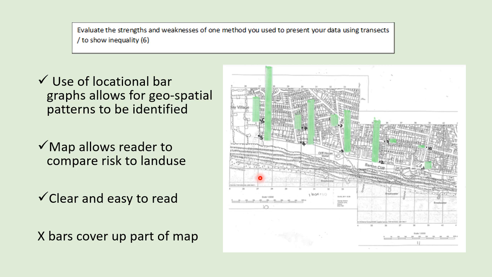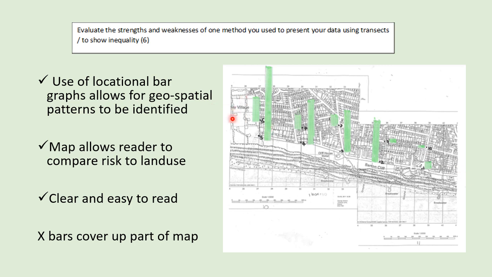So why did we use locational bar graphs? Because they look fancy, yes, but they allow for what's called geospatial or spatial patterns. Look, if you look here, the bars here are small, the bars here are long. Okay, the risk is greater here, it's less over here. And that's not surprising because this is the area being defended, this is the area not being defended. If you look at the bars near the sea, they are higher than the bars away from the sea. And that's not surprising because they're more likely to fall into the sea.